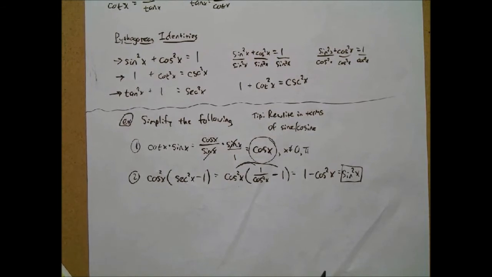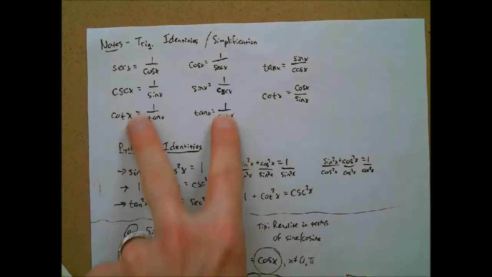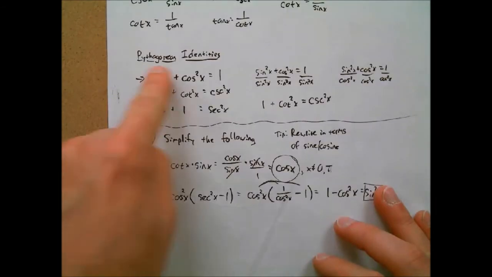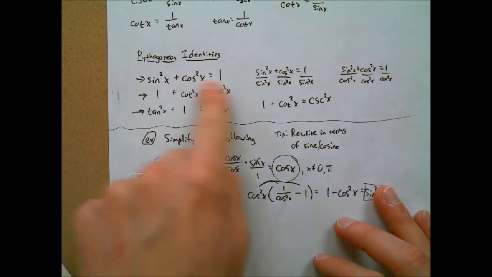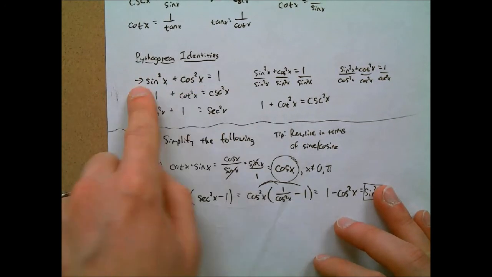No, yeah. So I will not be giving you the identities, so you'll need to remember them. These should be already securely held in your brain, as well as these two. The only new ones really are these three. And again, the only one you need to know is this one, and then you can derive the other two by just dividing through by sine squared or dividing through by cosine squared. Okay, so.